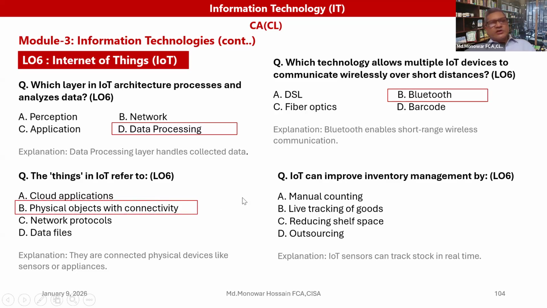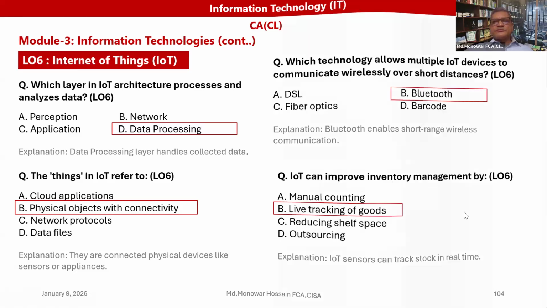The things in IoT refer to physical objects with connectivity. In the Internet of Things, things means physical objects with connectivity. They are physically connected devices like sensors or other appliances. Answer B. Internet of Things can improve inventory management by live tracking of goods, because IoT sensors can track stock in real time. Answer B.